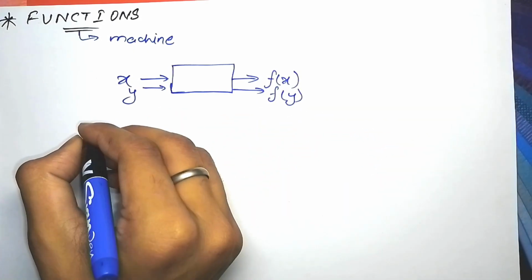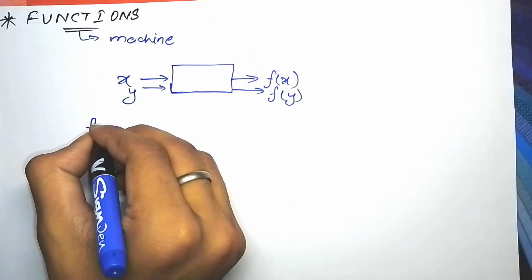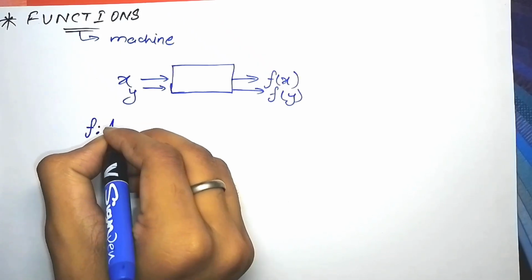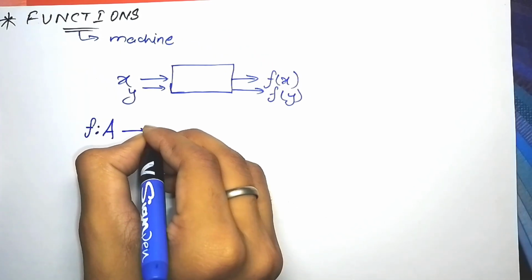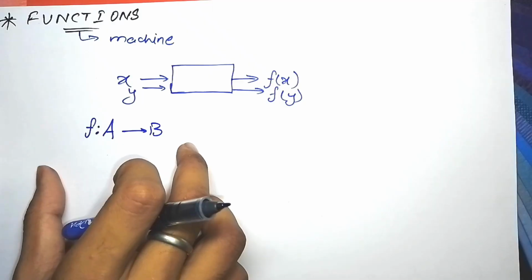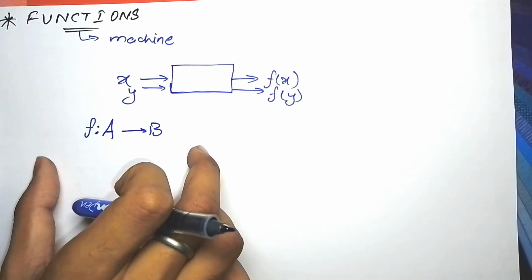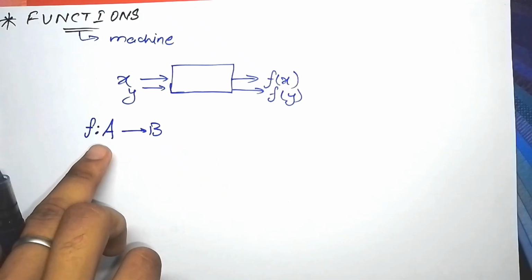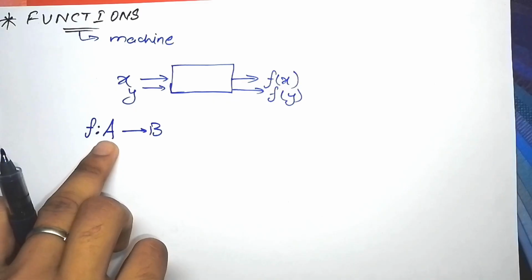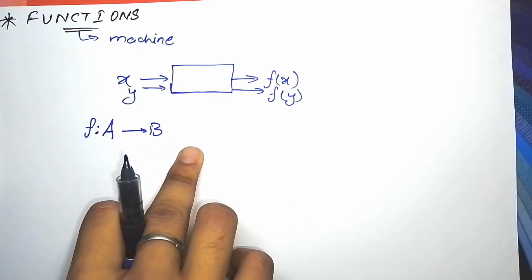Let's give you an example. Here let f be a function. So f is defined from set A to set B. This is how we denote functions. So you must understand that this is a function which is defined from set A to set B.